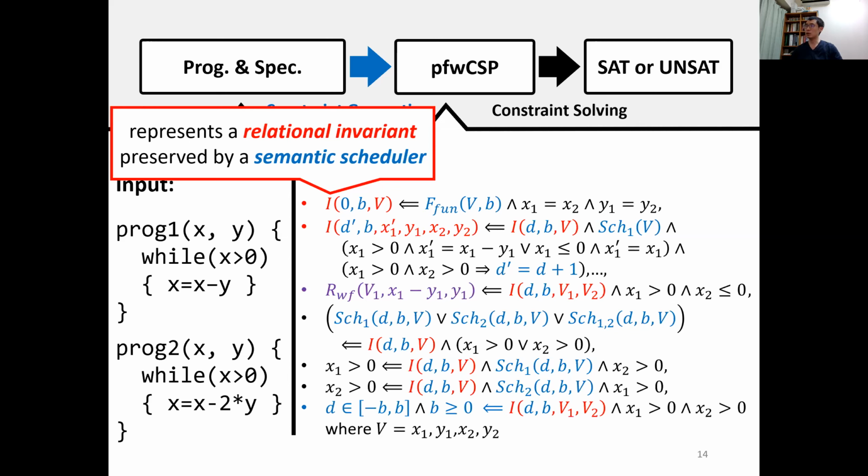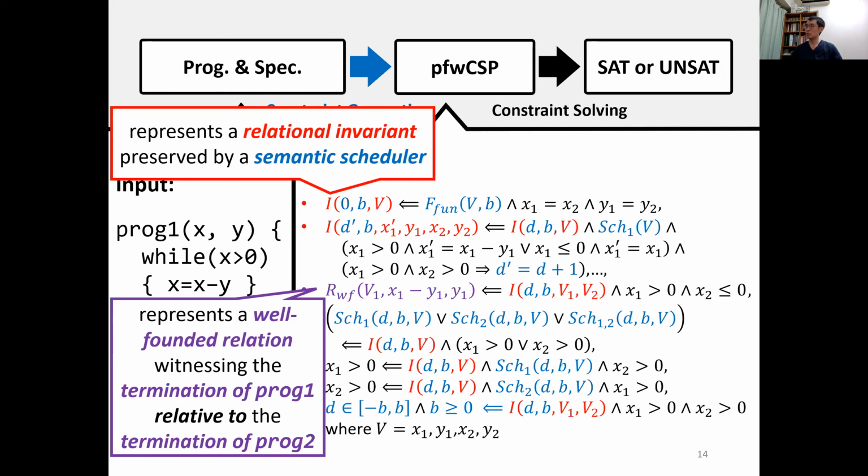The idea is similar to what we did for case safety. These I's represent a relational invariant that is preserved under the semantic scheduler. The semantic scheduler is defined by SCH1, SCH2, SCH12. These are also predicate variables, which we want to infer at the same time as we infer the relational invariant. In addition, we also have the predicate variable RWF. This represents a well-founded relation that we want to discover, that says that program 1 terminates, assuming that program 2 terminated.